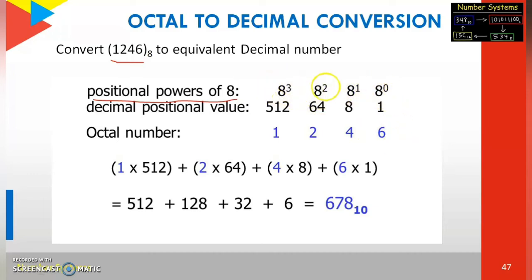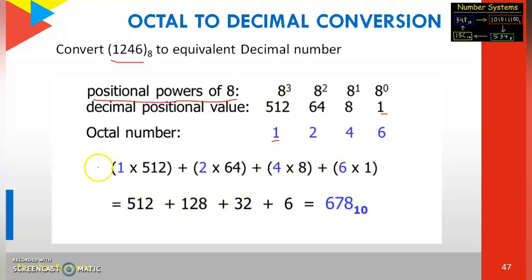After writing the powers of 8, you find the weight for each positional number. 8 power 0, anything power 0, the value is 1. 8 power 1 is 8. 8 power 2, 8 8s are 64. 8 power 3, 8 into 8 into 8, that is 512. After finding the weights, we multiply each weight with the corresponding digit.